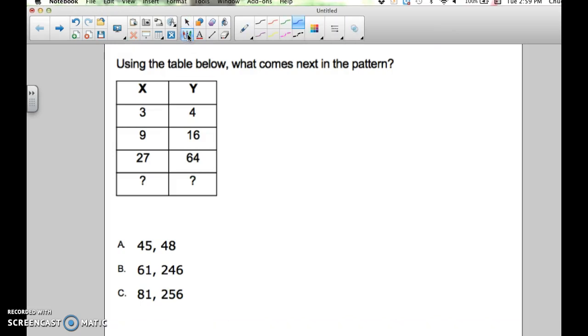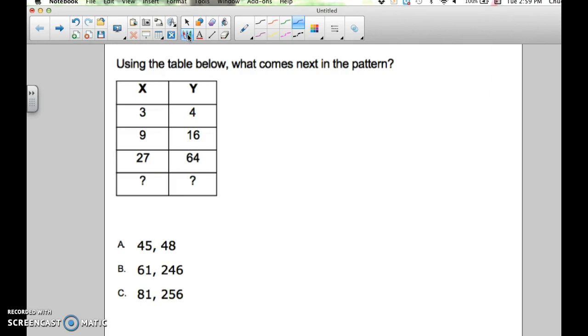Using the table below, what comes next in the pattern? What should I do? You guys tell me some hints and tips and tricks and things that I can do. Yes, ma'am. First, you need to look at X and figure out the pattern. How did I go from 3 to 9? I added 6, right? That works. Or you could do 3 times 3.